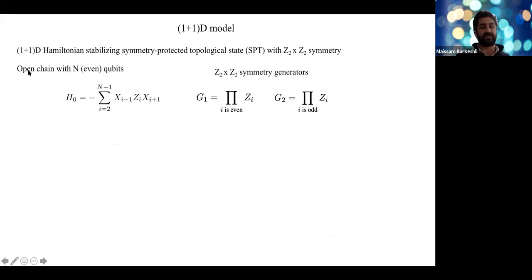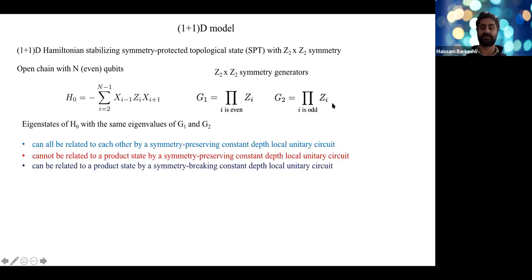So specifically, we'll consider an open chain with n qubits. N is going to be even. The Hamiltonian is just XZX on 3 neighboring sites. These operators all commute with each other. And then there's a global Z2 symmetry. If I take the product of Z operators on the even sublattice, and then the product of Z operators on the odd sublattice, these 2 operators commute with the Hamiltonian. So I get a Z2 cross Z2 symmetry.